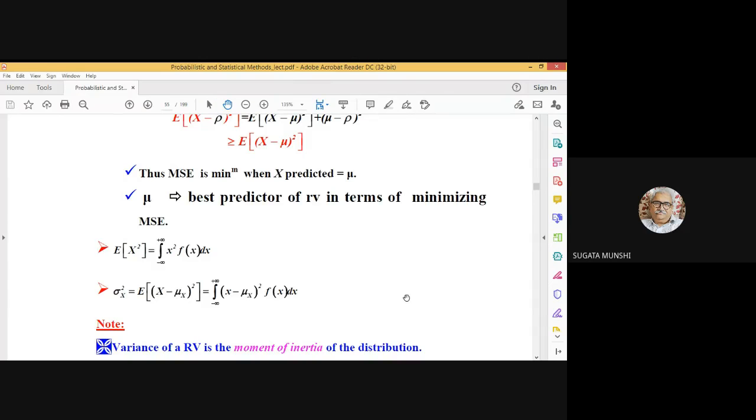Okay. So this is perhaps where we stopped last day. That expectation is the best predictor of a random variable in terms of minimizing the mean square error.